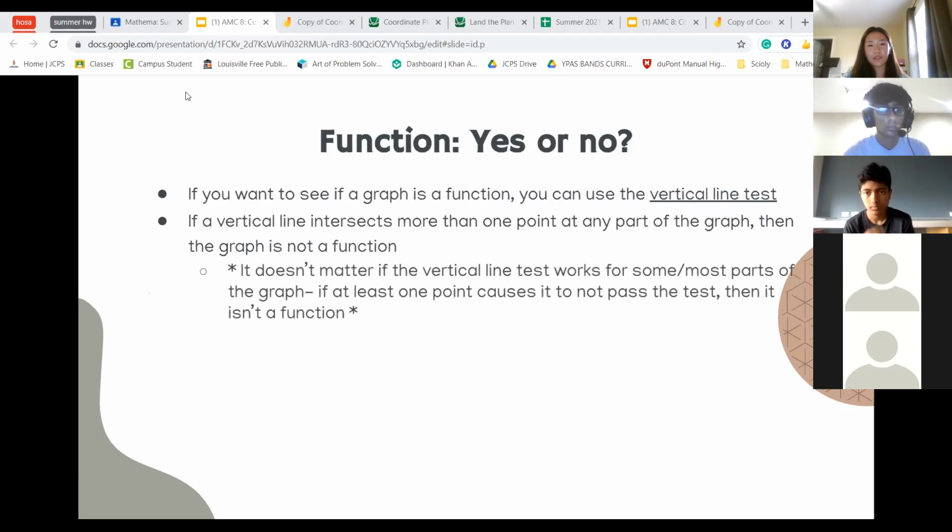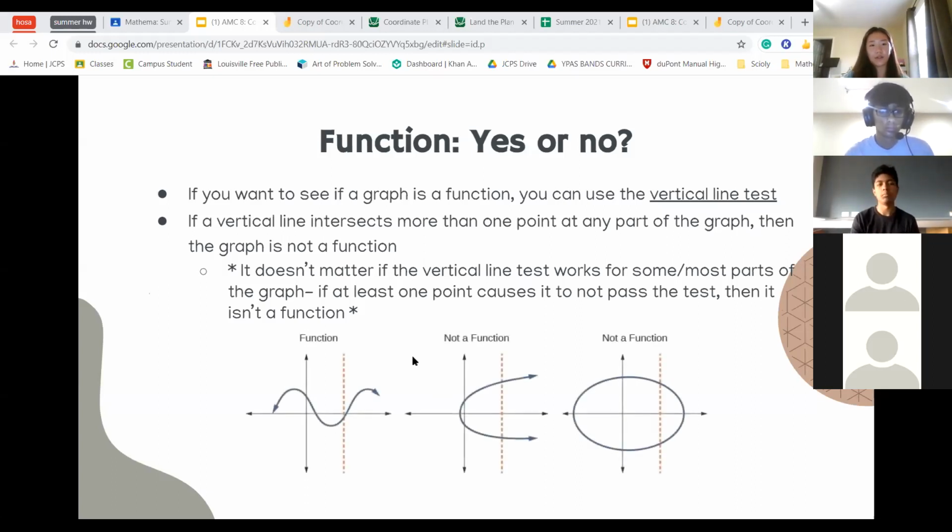One thing to note is that it doesn't matter if the vertical line test works for some or even most parts of the graph. If at least one point causes it to not pass the test, then it's not a function. A lot of people think things like parabolas, ellipses, and circles are functions, but they're not. You can see that through the vertical line test and through the definition of a function. So don't be confused.